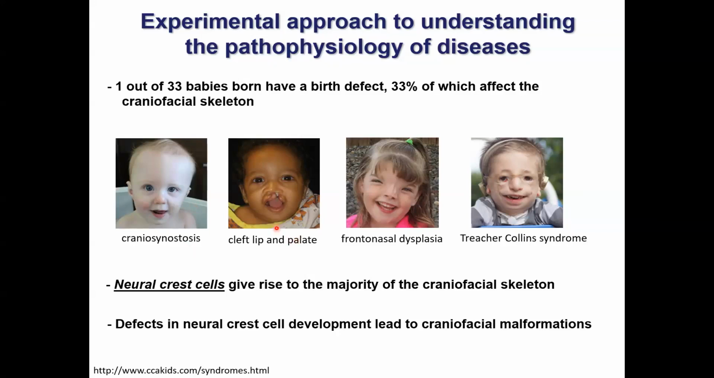Cleft lip and palate, which you are probably all very familiar with, is the most common craniofacial malformation, and is caused by a failure of fusion of the upper lip and sometimes the palate, the roof of your mouth inside. And then we have these more rare cases. Frontonasal dysplasia is caused by abnormal development of the facial bones. And Treacher Collins syndrome, which I extensively investigated when I was a postdoc, is due to hypoplasia of the craniofacial skeleton. So you don't make enough facial skeleton.